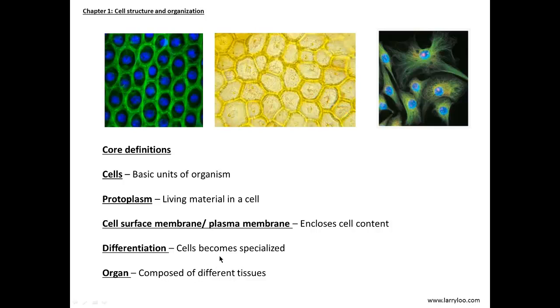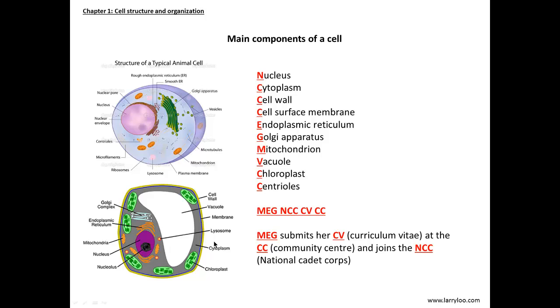Let's move on to the main components of a cell. Shown here are both an animal cell and a plant cell. The animal and plant cell share some similar structures such as endoplasmic reticulum, Golgi apparatus, nucleus, and many others. However, for the O-level syllabus, we will only concentrate on the following structures as shown here. Now, it may seem at first sight there are many structures to memorize, but no worries.